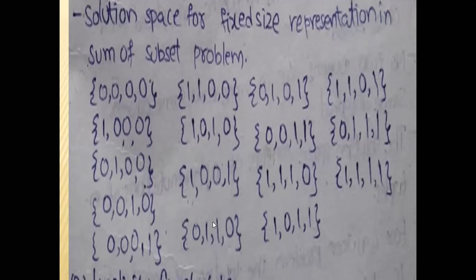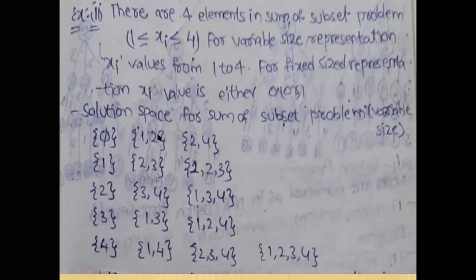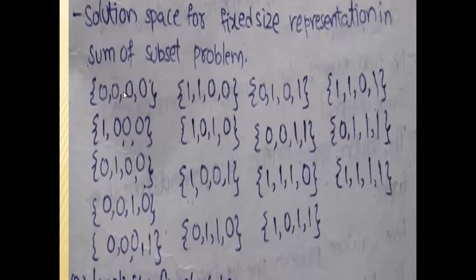So it is the same 16, the same problem, sum of subsets. Here you are representing the 16 solution space. The 16 solution space is represented by fixed size representation. Here fixed size means every tuple has 4 values, but which value is considered in the sum is represented by 1, and which value is not considered in the sum is represented by 0.